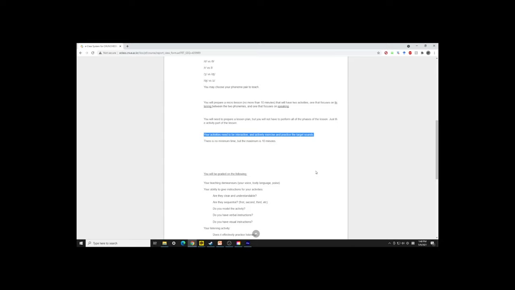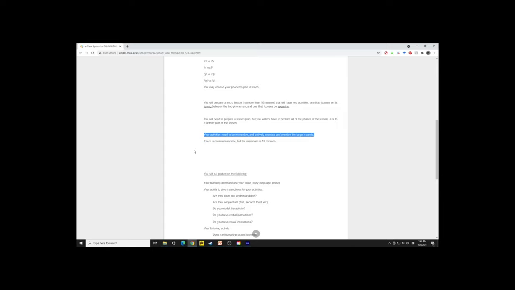There's no minimal time, but the maximum time is 10 minutes. So that's also quite important. If you make your activities and record and it turns out it's 1 minute, 30 seconds, if it's good, it's good. But I'm imagining you'd be 3 to 5 to 7 to 8 minutes. But there's a hard limit of 10 minutes just because there's a lot of videos to go through.